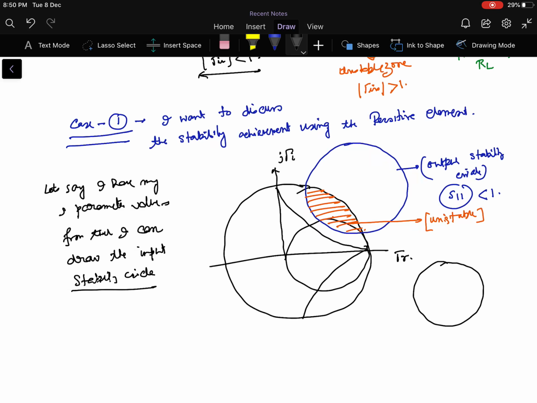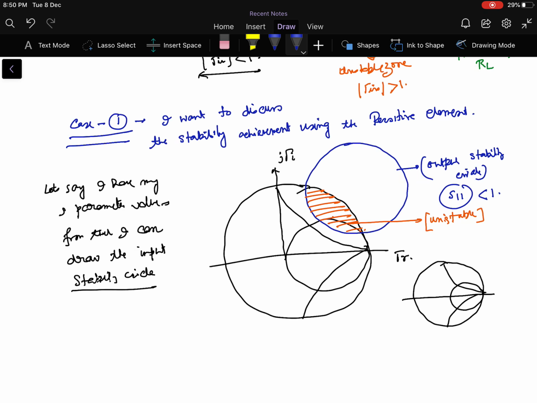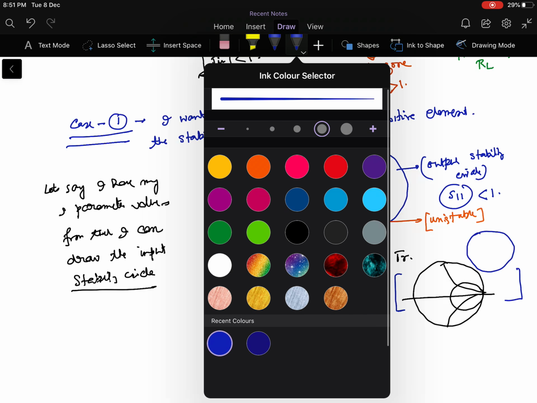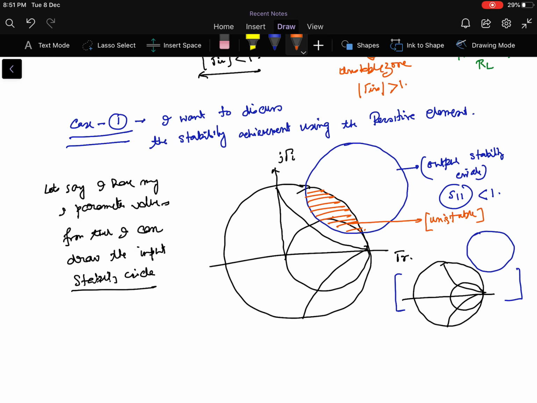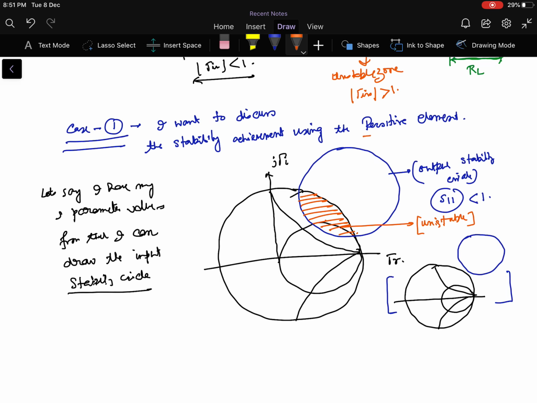So how do I want my circle to look? One circle should look like this, that I have already drawn, and I always want my blue circle, which is nothing but my output stability circle, to be pushed outside the Smith chart. If I can get it in this fashion, it is very good, because this is the case where I can achieve unconditional stability and get rid of this yellow color region. Now to do that, I need to connect a resistance, and that's why I brought in the resistive element effect.